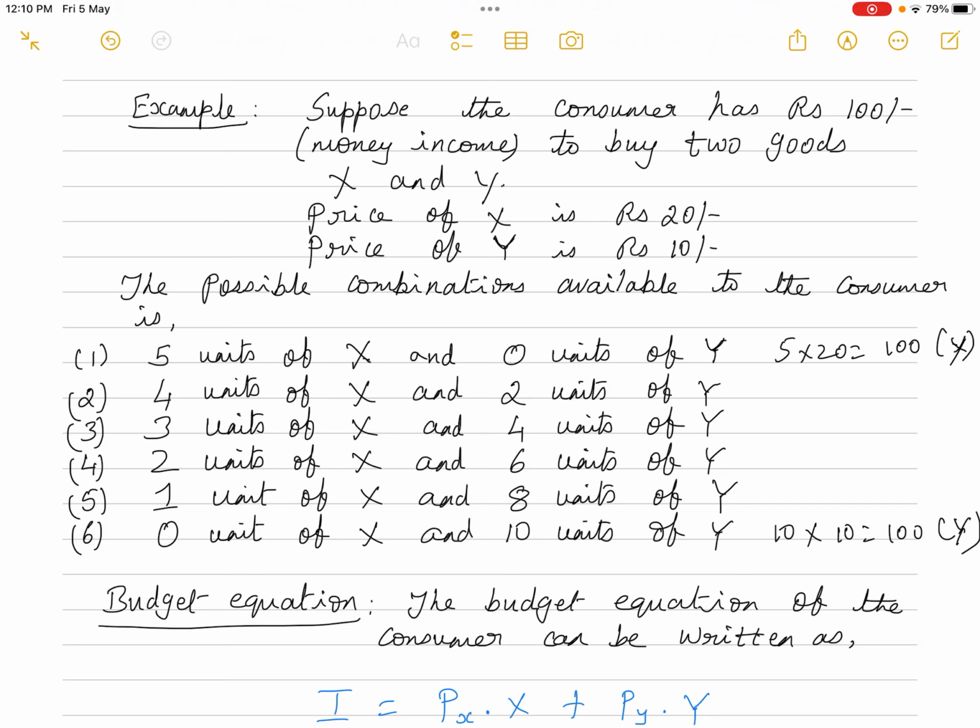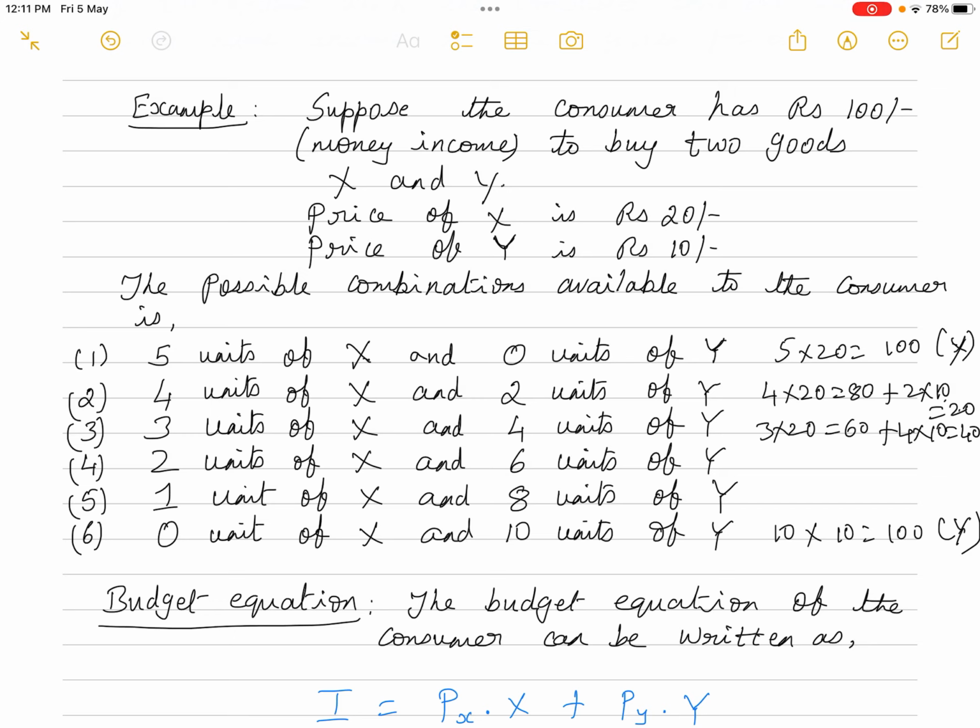So either he can purchase 4 units of X. So for 4 units of X, how much is he spending? 4 into 20 is equal to 80, and 2 units of Y, 2 into 10 is equal to 20. So what happens? 80 plus 20, the entire money income is spent on commodity X and commodity Y. So like that, either he can purchase 4 units of commodity X and 2 units of Y, or 3 units of X and 4 units of Y. So 3 into 20, he is spending 60 rupees on commodity X, and the remaining 40 rupees he is spending on commodity Y. So 4 into 10, 40. That is the third combination.